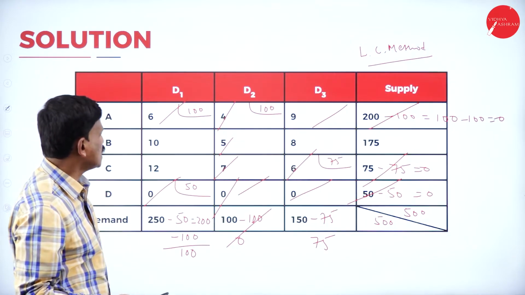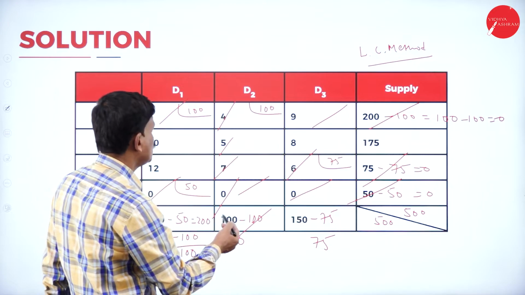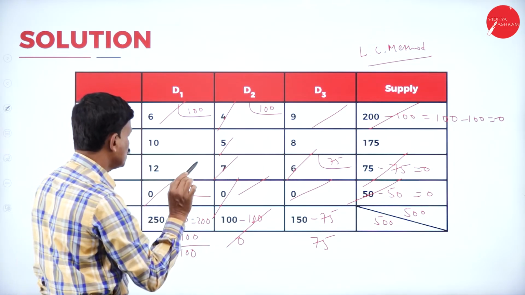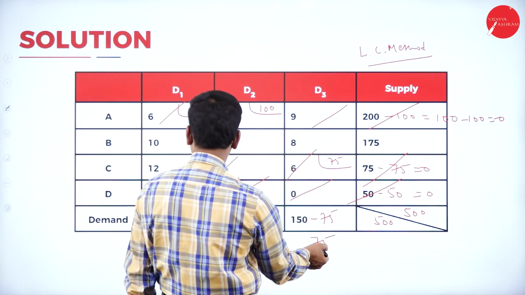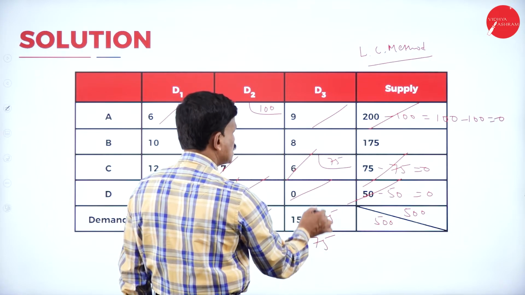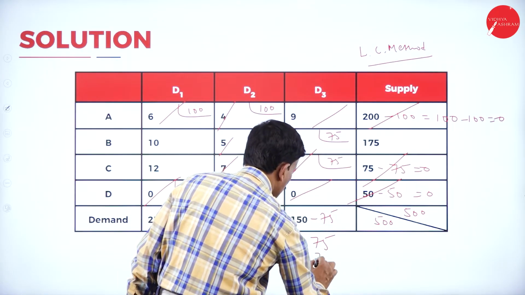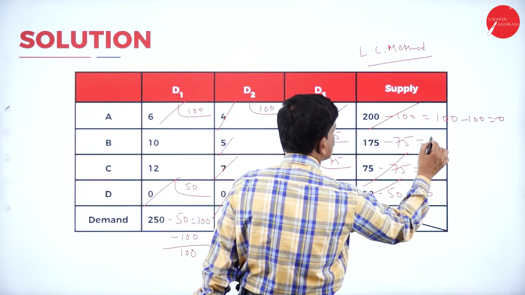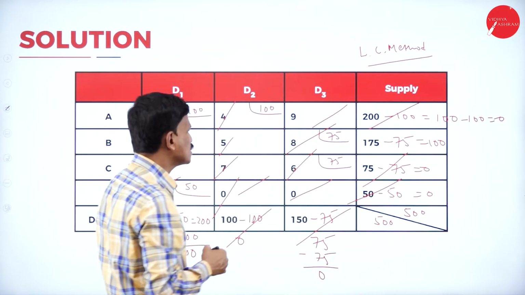Now, identify the next least value. Which is the next least value? So, here we have 8, 9, 10 and 12. The least value is 8. So, for 8 the demand is 75 and the supply is 150. Demand is less, 75. I can allocate 75 minus 75, 0. 175 minus 75 is 100. Once this becomes 0 means we can cancel this also.